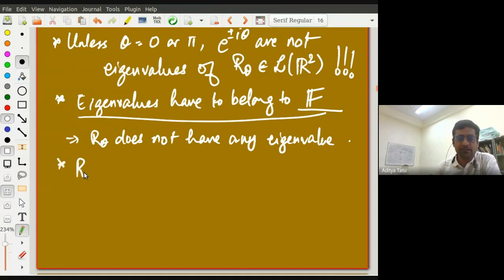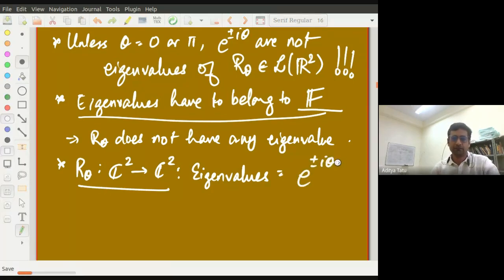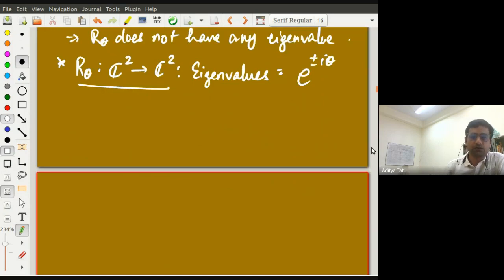But on the other hand, if I now consider the same transformation from and to C2, then the eigenvalues will be e raised to plus or minus i theta, right? Just for the sake of it, let us find out the eigenvectors, so that we have one example done throughout. How do I find the eigenvectors?